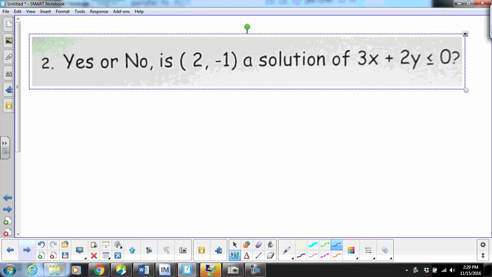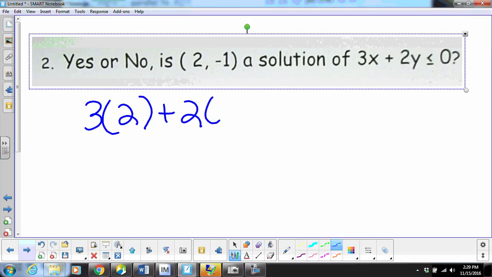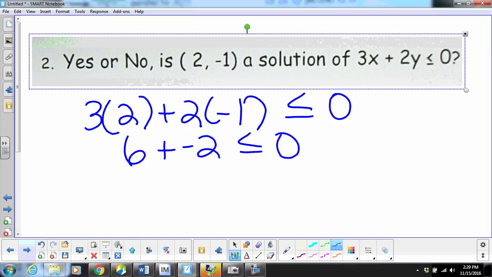Okay, number 2, same thing. So I'm going to say 3 times 2 plus 2 times negative 1, and that value needs to be less than or equal to 0. So that gives me 6 plus negative 2, which gives me 4. Is 4 less than or equal to 0? And that is no.